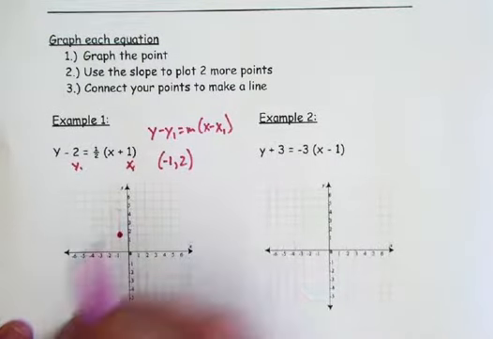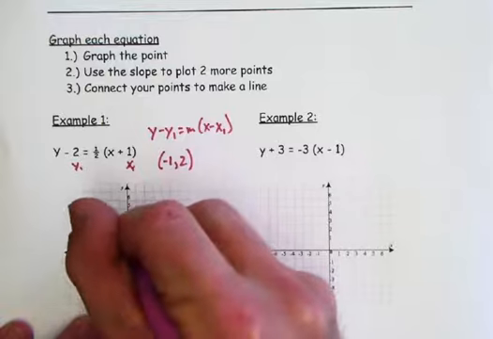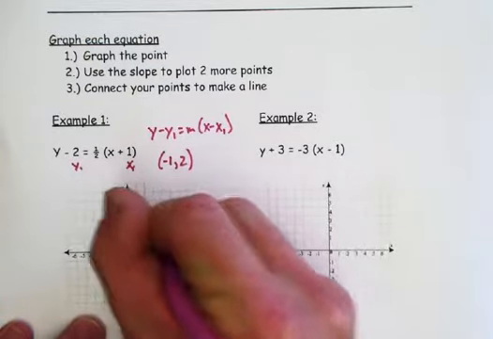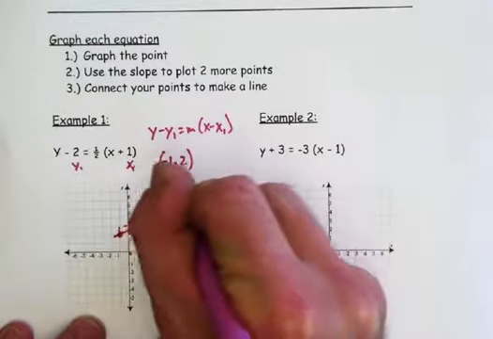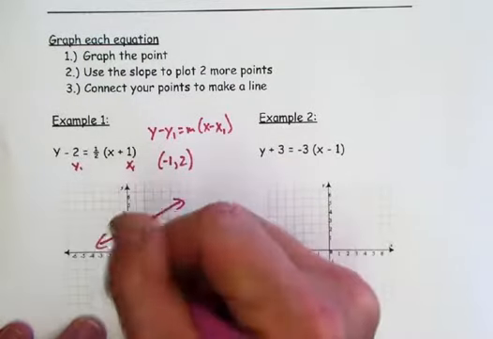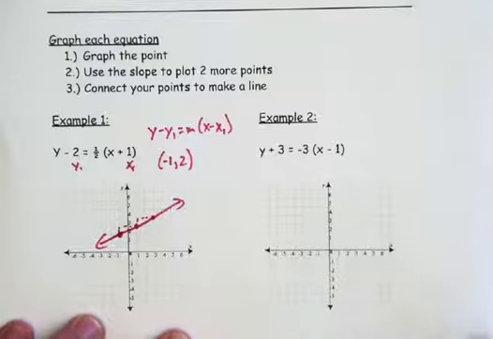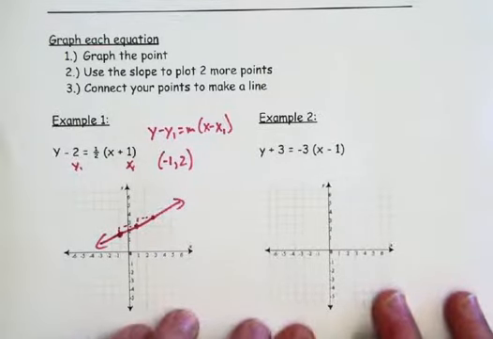Then we're going to use our slope. Our slope is 1/2. That means we go up 1 for every 2 we go over. We put a point. Up 1, 2 over. Put a point. We can draw a line through those points. Ta-da! We have our line. Okay? Let's look at example 2.